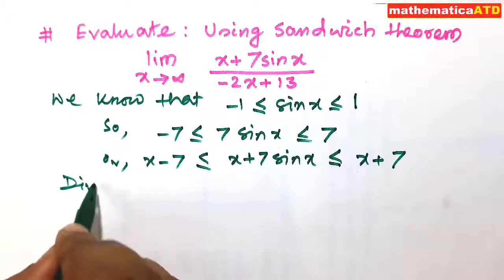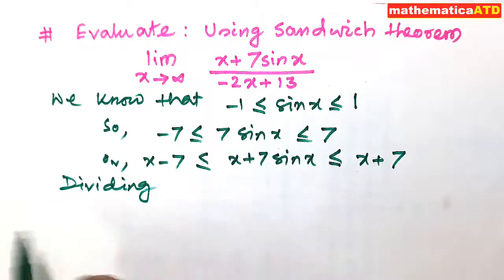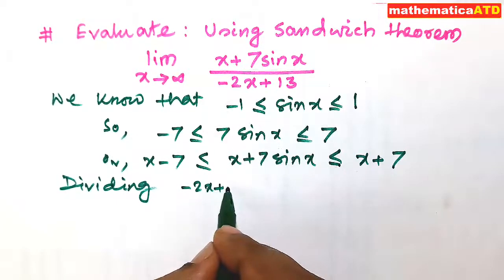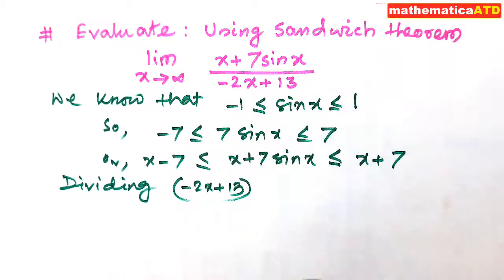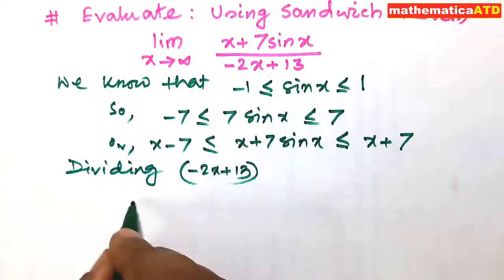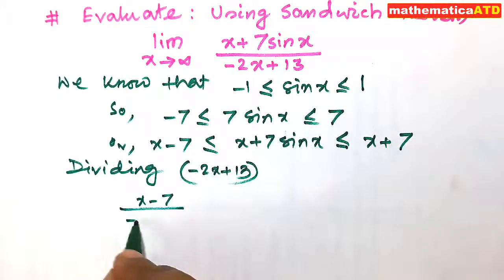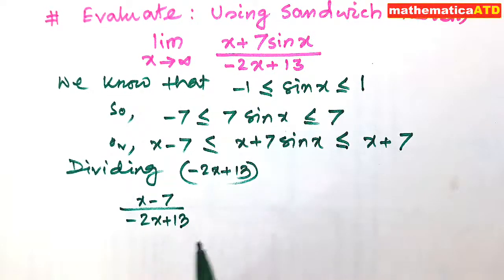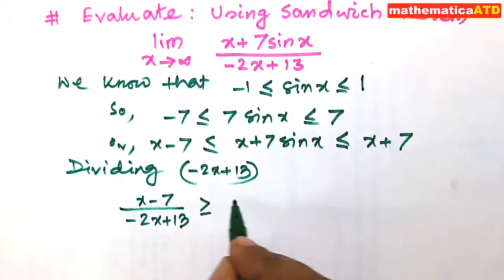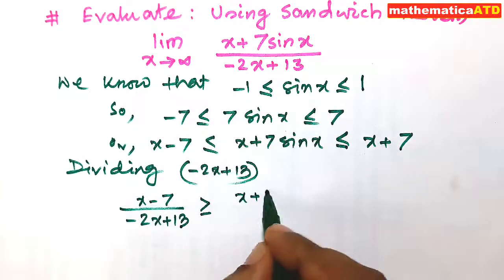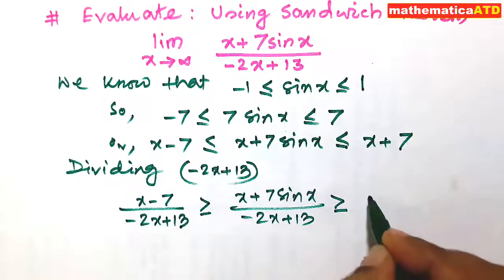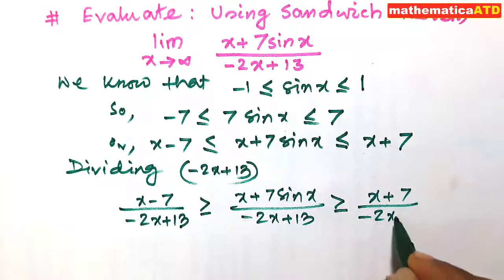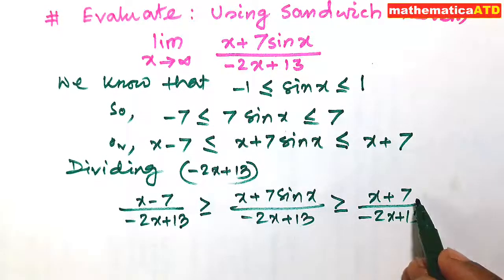Now dividing throughout by minus 2x plus 13. Why? Because in the denominator we have minus 2x plus 13. So what shall we get? x minus 7 divided by minus 2x plus 13. Now the inequality sign will be changed. This will be greater than or equal to, why I shall discuss. x plus 7 sin x divided by minus 2x plus 13 is greater than or equal to x plus 7 divided by minus 2x plus 13 for all x that are large.